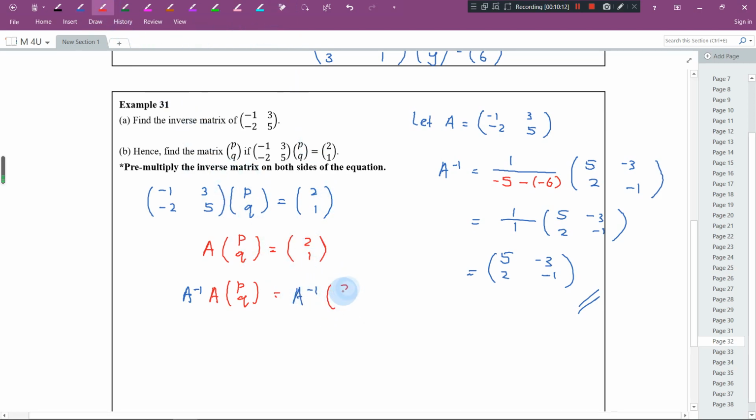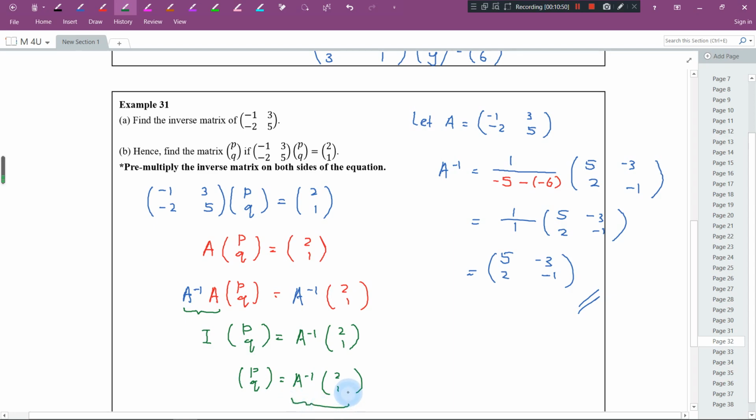Still the same, multiply by the inverse matrix of A. Then let me copy this, which is 2, 1. So what will happen here? When you take A inverse multiplied by A, this will eventually give you the identity matrix. And remember, the identity matrix is just like 1. Identity matrix times PQ, you still get back PQ. Okay, finally we got PQ, right? So we just do the multiplication between these two matrices and we will be able to get PQ.